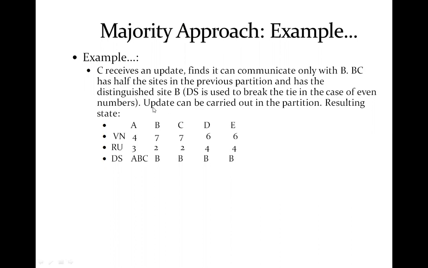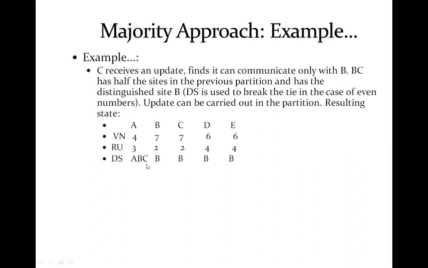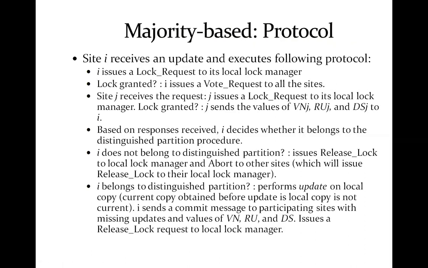So the update can be carried out and the updation has been done in this particular partition, resulting in the version number being changed. RU, since two sites are participating, will become 2, 2, 2, and DS will remain as it is, B, B, B, B, and so on. So this is how the majority approach used to work. Now the protocol, how it works.